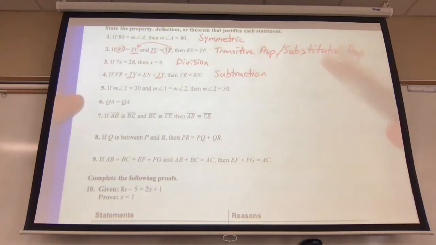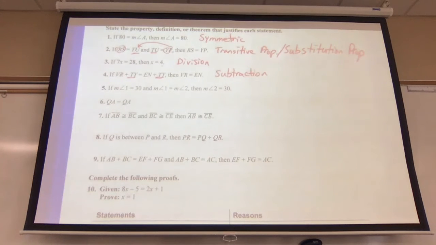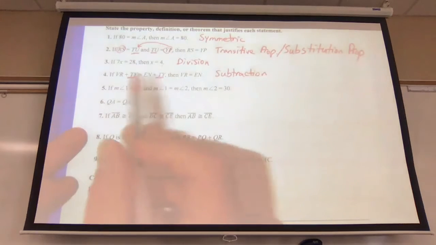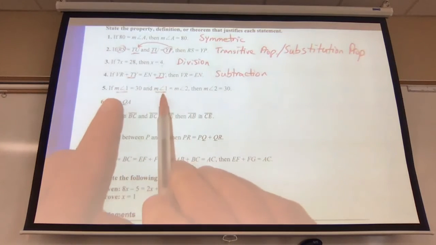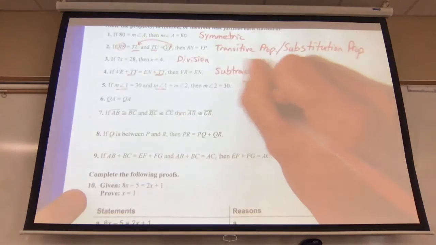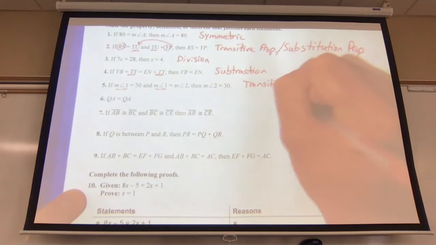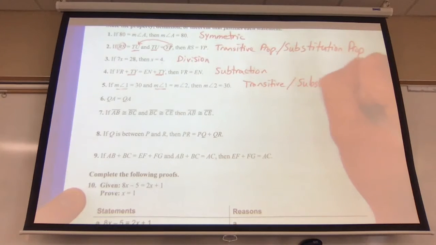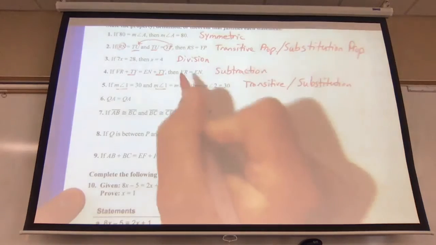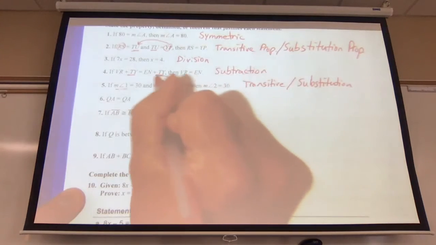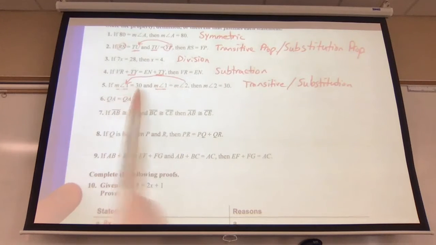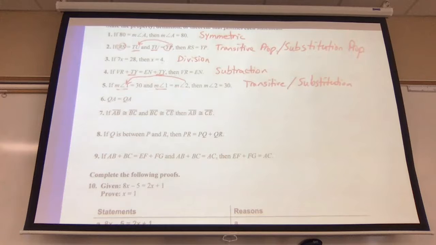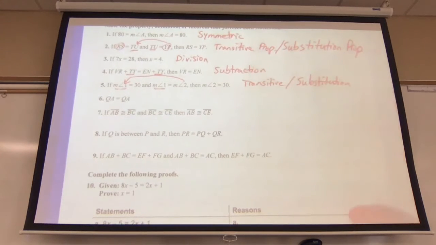All right, another one with if-then form here. Number 5 says if angle 1 equals 30 and angle 1 equals angle 2, then angle 2 equals 30. Now, once again, we've got two things equal to angle 1, the 30 and the angle 2. Since they're both equal to angle 1, they'd be equal to each other. That one would be transitive. Or again, I would use substitution here. You could also substitute by taking this angle 2 and putting it in for angle 1 here. If you substitute that angle 2 in here, you get angle 2 equals 30, which is what we have on the end. So on the test, I would accept either of those two answers there, transitive or substitution.